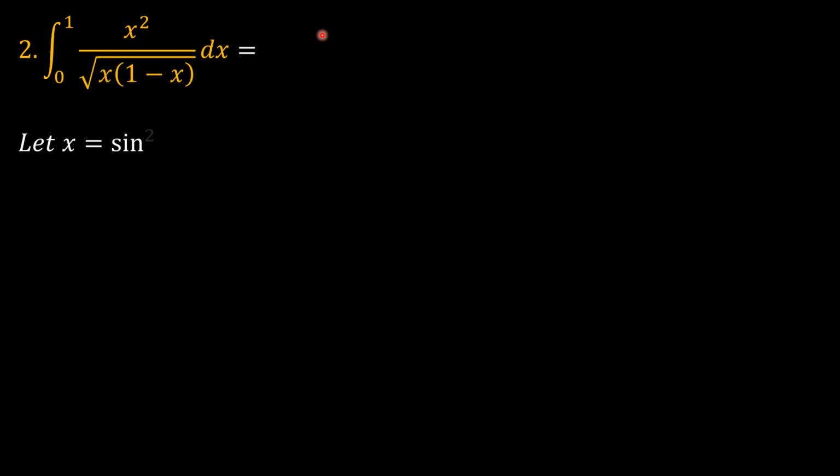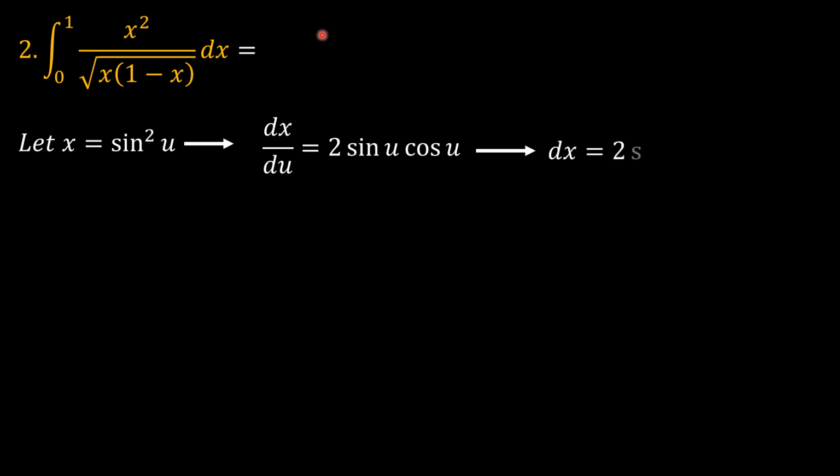The problem number 2, my quick inclination here is to substitute for x, with x being equal to sine squared u. And so dx du equals 2 sine u cosine u. And so you can substitute for dx with 2 sine u cosine u du.